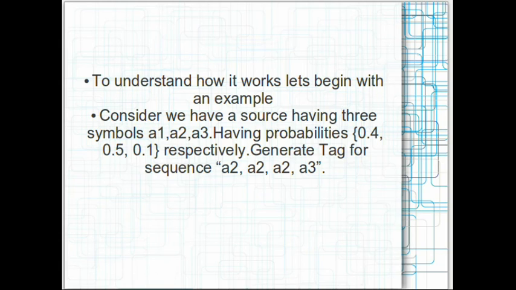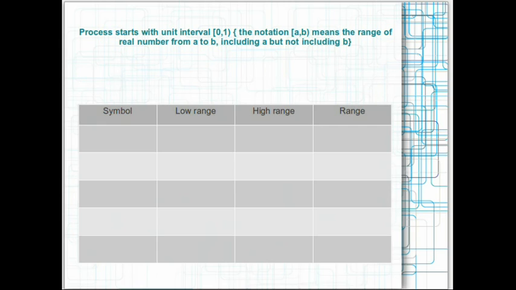Consider a source with three symbols A1, A2, A3, having probabilities 0.4, 0.5 and 0.1 respectively, and we have to generate a tag value for the sequence A2, A2, A2 and A3. The process starts with the unit interval.